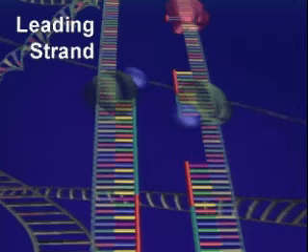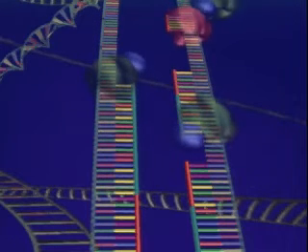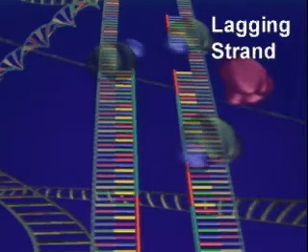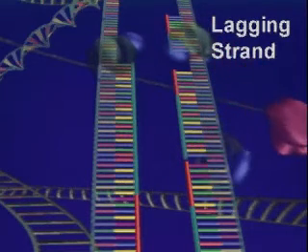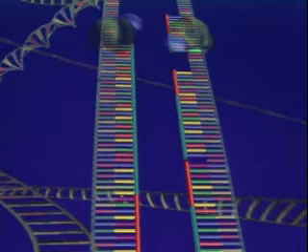The process occurs in separate short segments called Okazaki fragments, next to the other, or lagging strand on the right. This difference is due to the fact that DNA polymerase can only add new nucleotides to the 3' end of a nucleotide strand. A primer begins any new strand, including each Okazaki fragment.